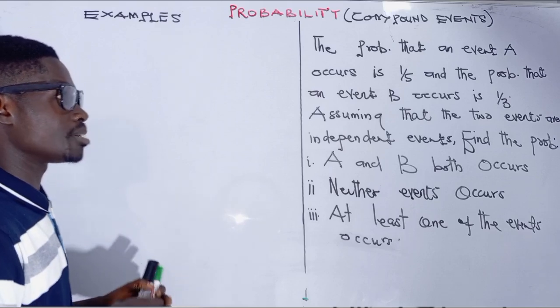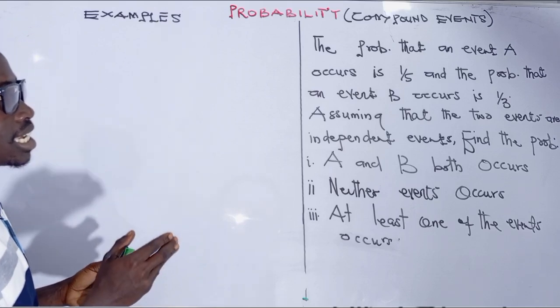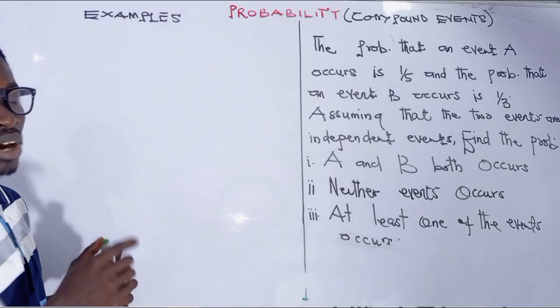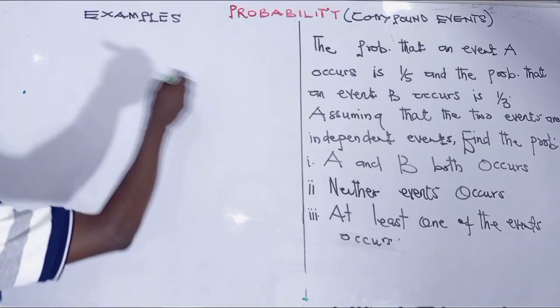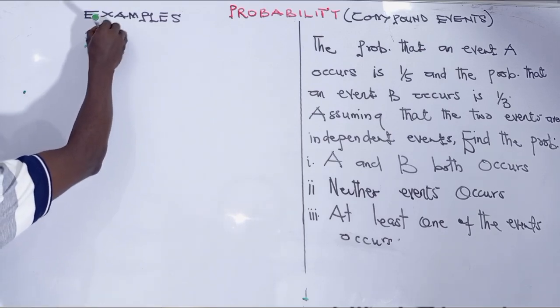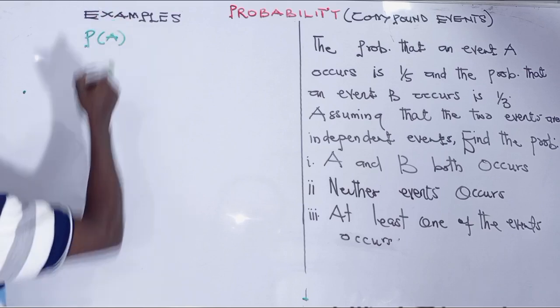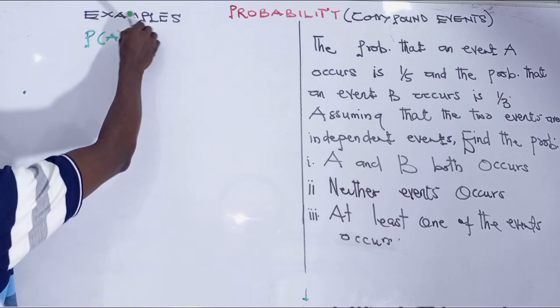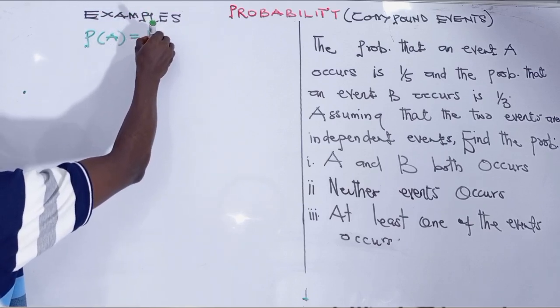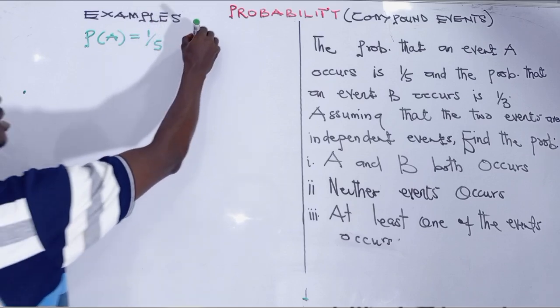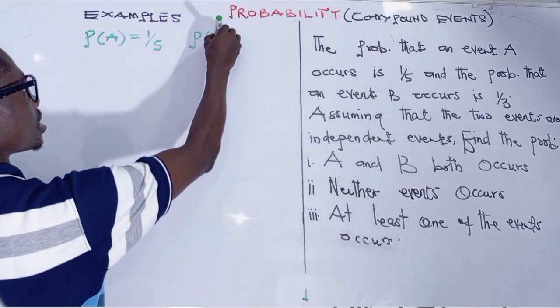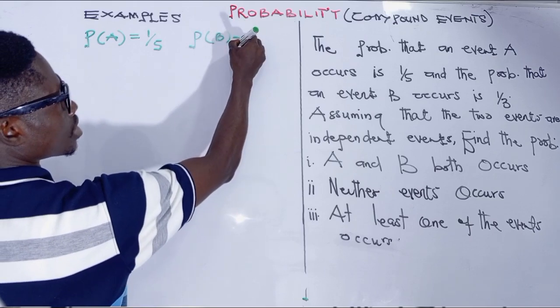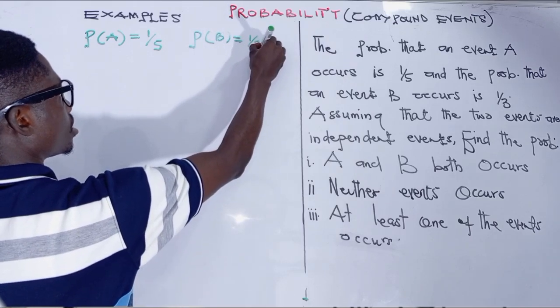So let's write the vital information from the question. The probability that A occurs is 1 out of 5, and the probability that event B occurs is given as 1 out of 3.